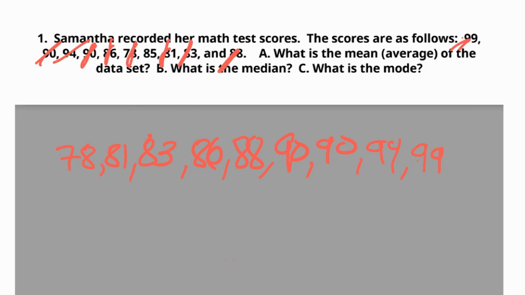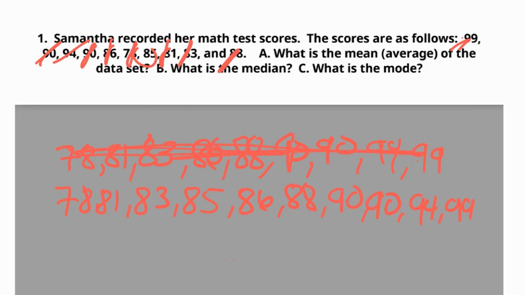And look at that. I forgot one right there. I forgot the 85. See, that's why it's very important to order them. So we have 78, 81, 83, 85, 86, 88, 90, 90, 94, 99. So ignore this top one because I forgot a number.